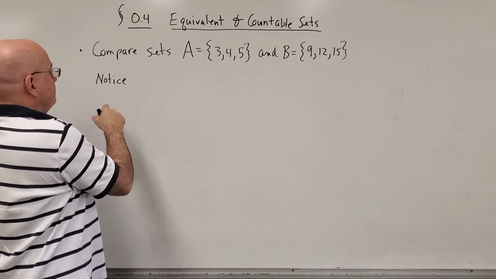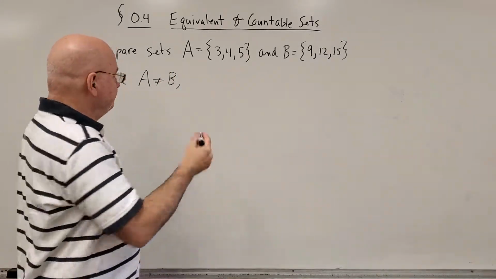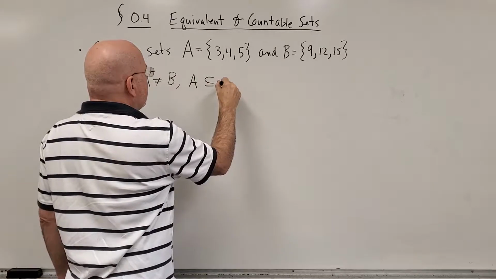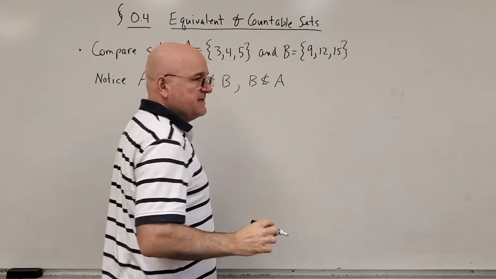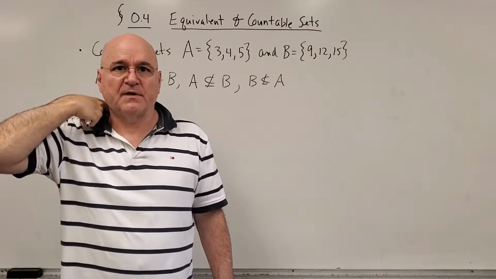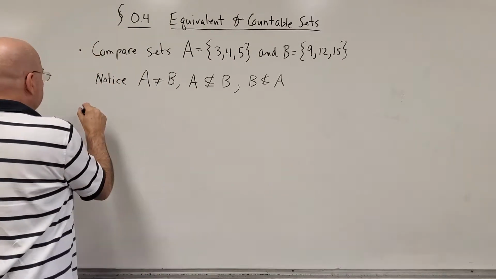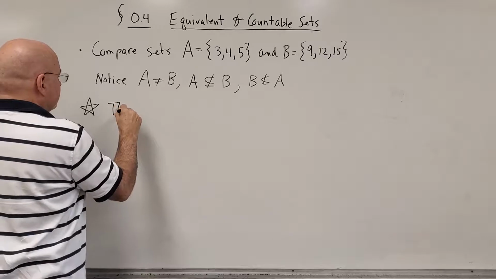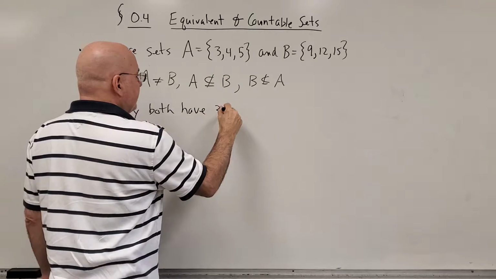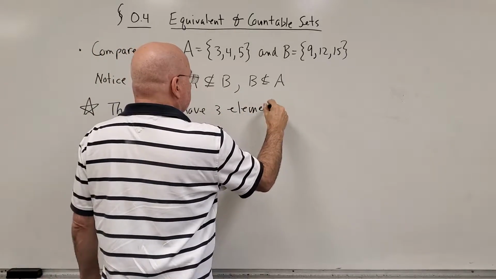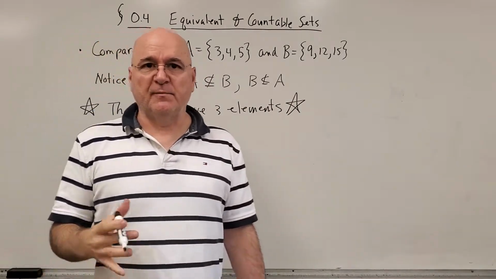Well, obviously, they are not equal to each other. And we know that A is not a subset of B, and we know that B is not a subset of A. That's a great way to compare them. Well, one thing that we do know about them, and this is very important, is they both have 3 elements. That means they are equivalent, and I'll formally define that in a minute.